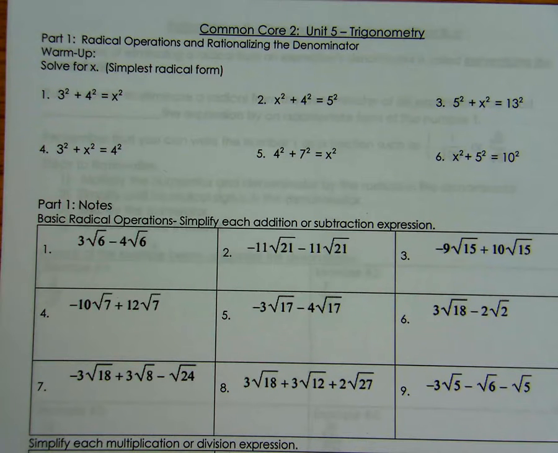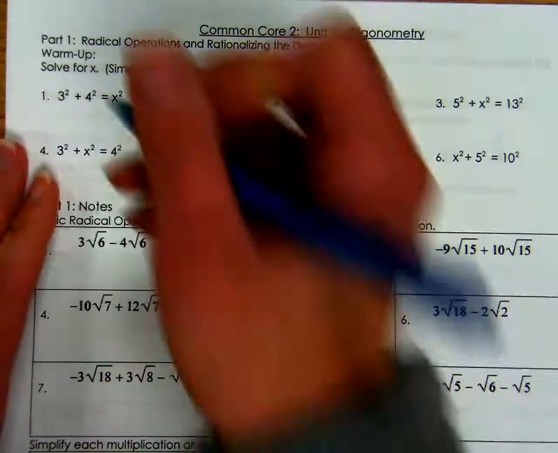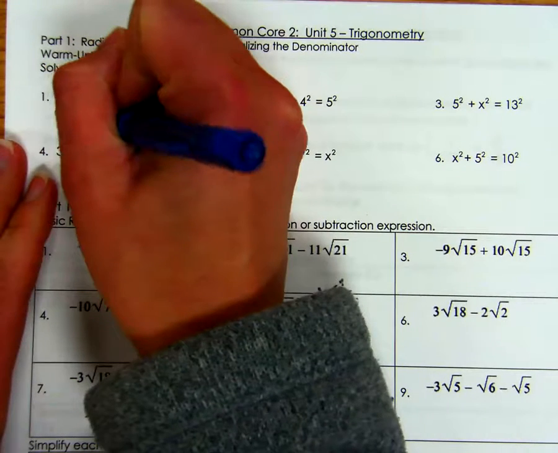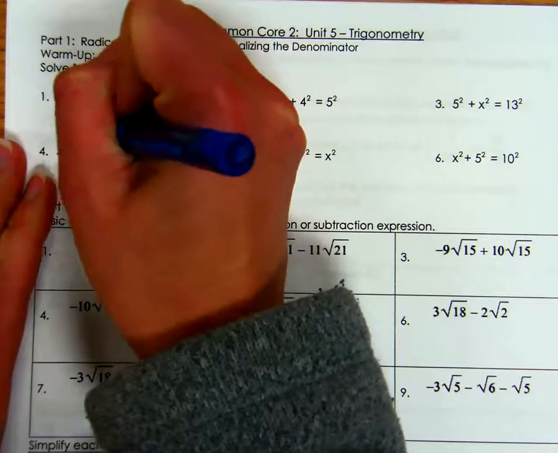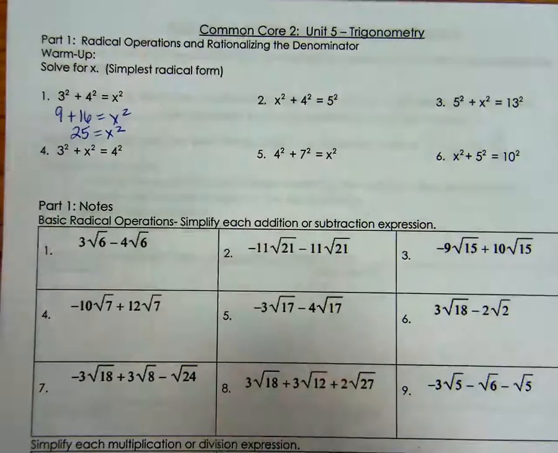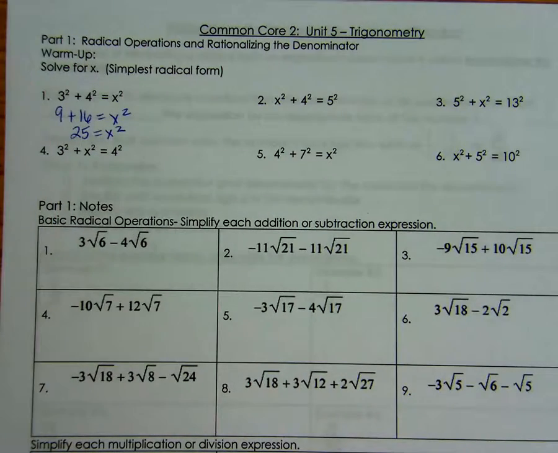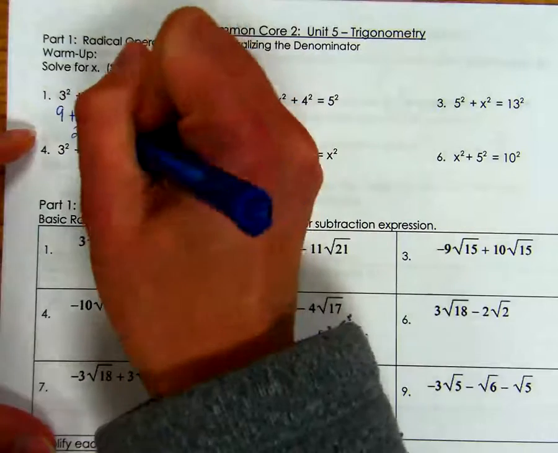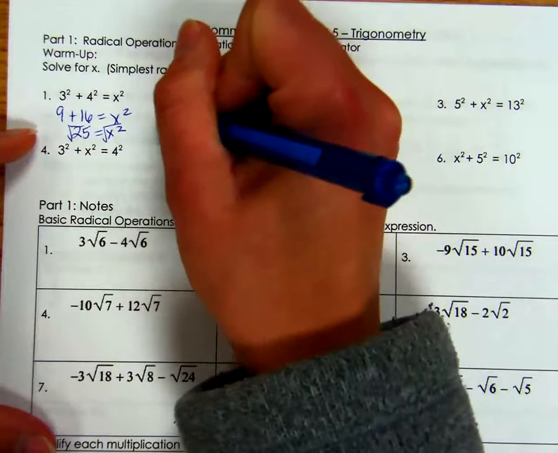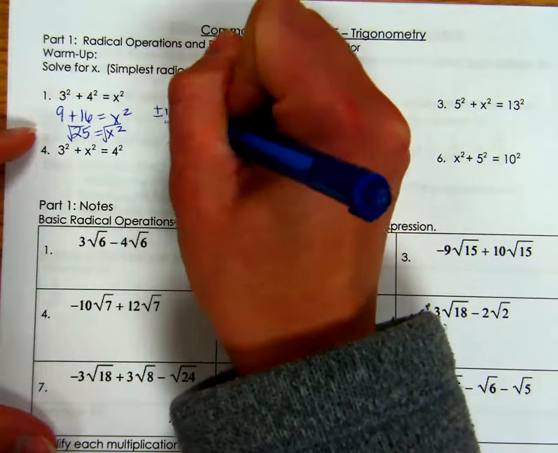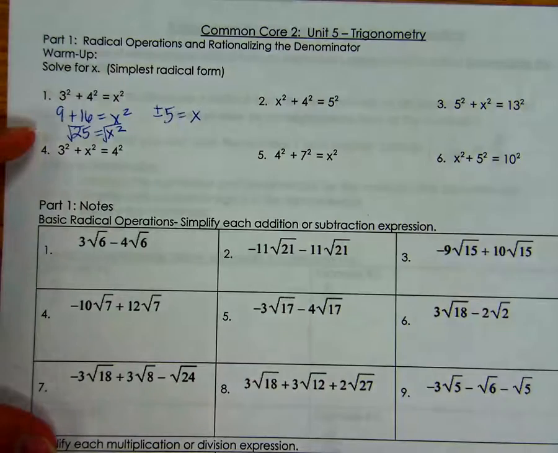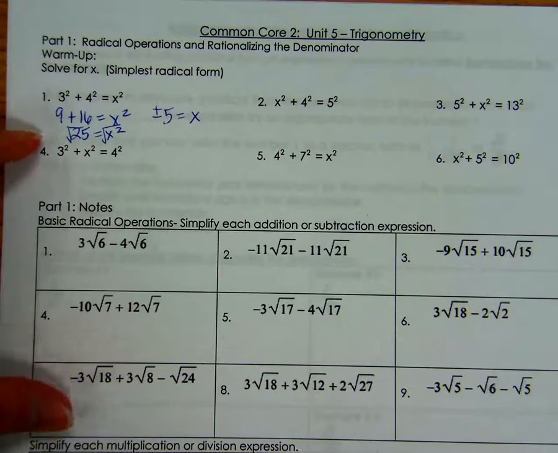You should have already done the first 6 while we were setting up, and this was simply just using the Pythagorean theorem, making sure that you remember how to simplify radicals. So for the first one, you should have simplified 9 plus 16 equals x squared, so that 25 equals x squared. When you take the square root of a x squared function, remember that you are not going to get just the principal square root of 5, but you're also going to get the negative square root. So you'll get the positive and negative 5 as your x.